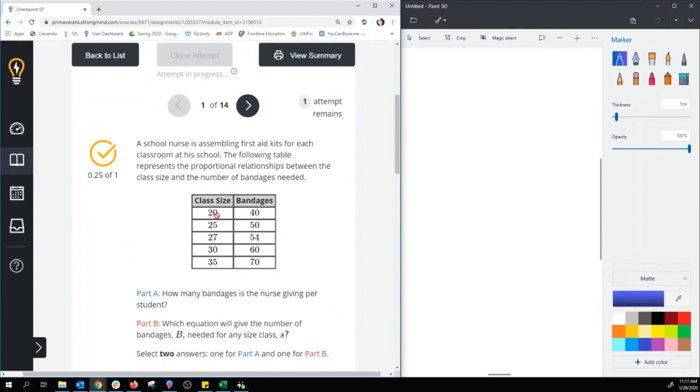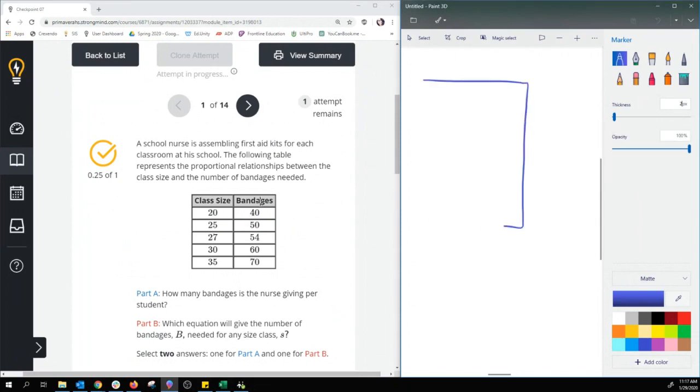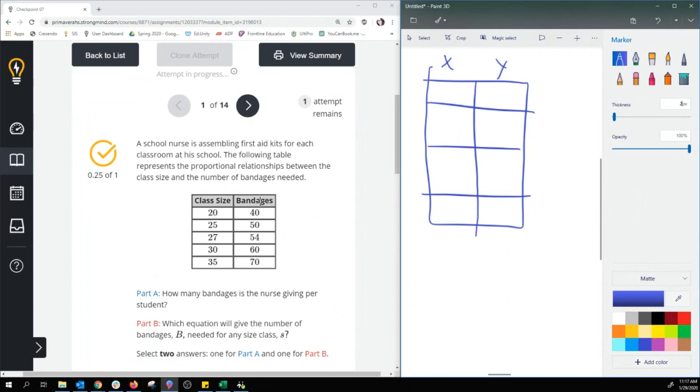So it looks like if I have 20 students, I need 40 Band-Aids. If I have 25 students, I need 50 Band-Aids. If I have 30 students, I need 60 Band-Aids. So when we look at this, remember that the main point of this unit is unit rates. Okay, so remember when we're finding a unit rate from a table, the first column is always your X, second column is always your Y.